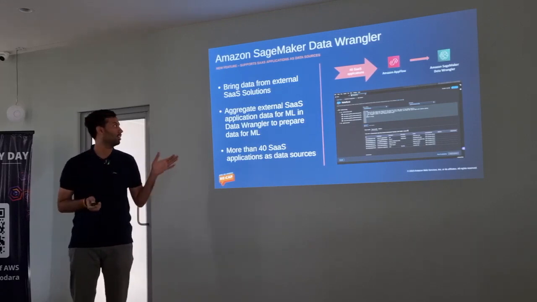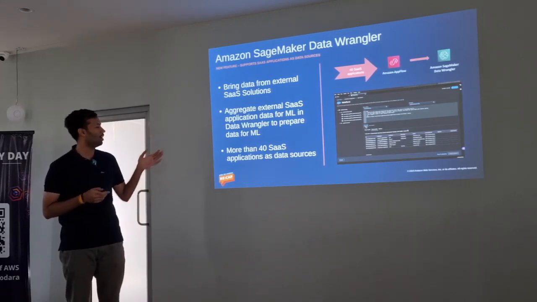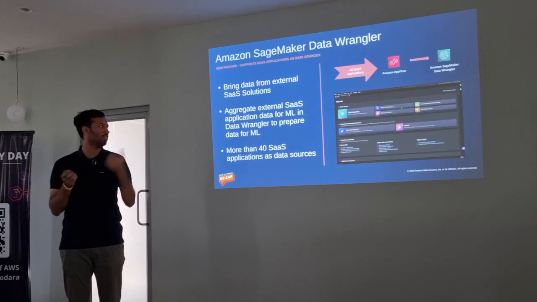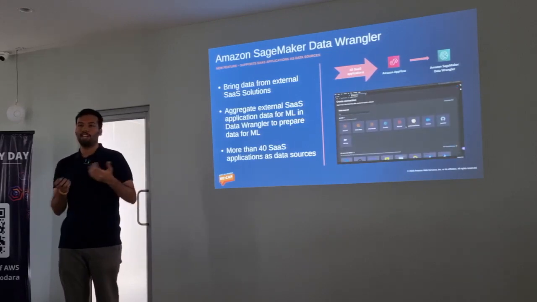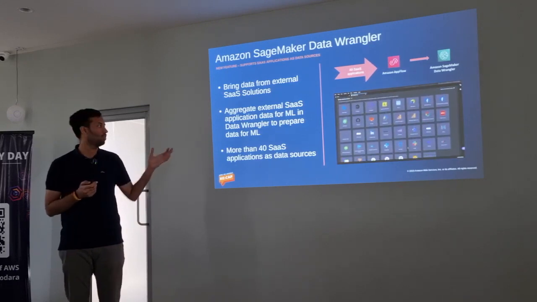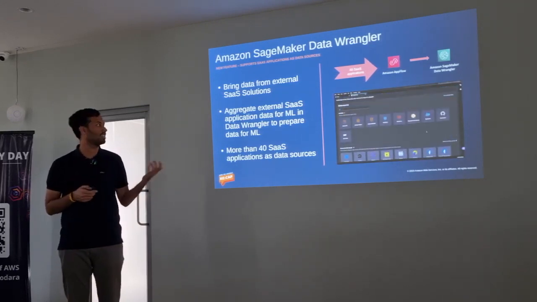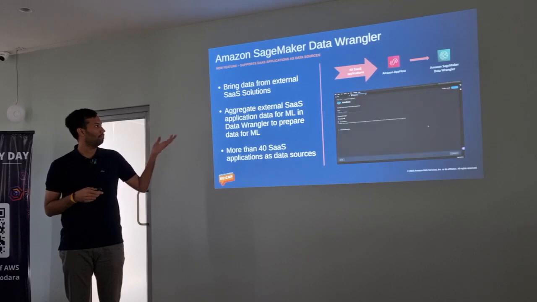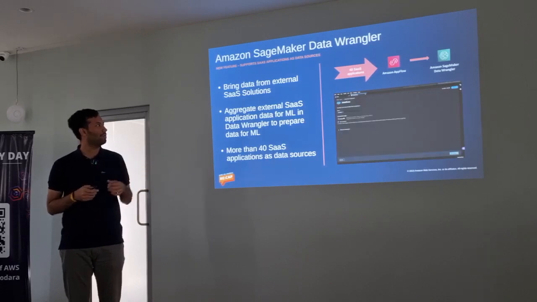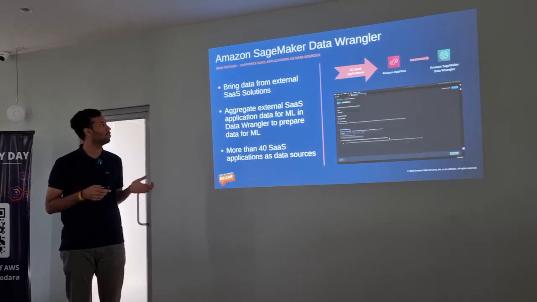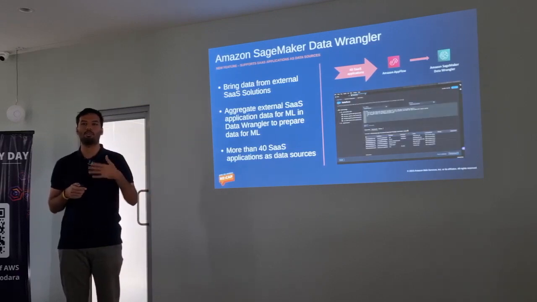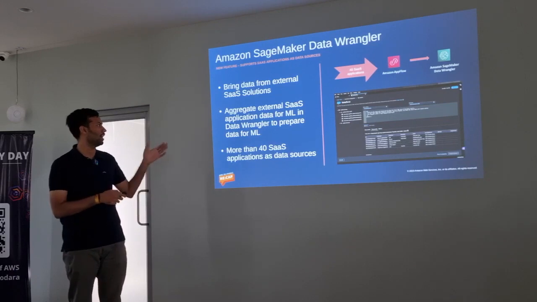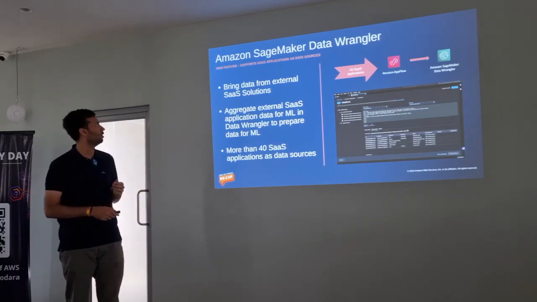Other than that, it also helps you with bringing data from other SaaS sources into your pipeline, right? You need data to come to you from different sources in order to process it. This has an integration with Amazon AppFlow, and you would be able to import from 40 different SaaS applications. You would be able to get data for deriving insights, right? So that integration is also there.